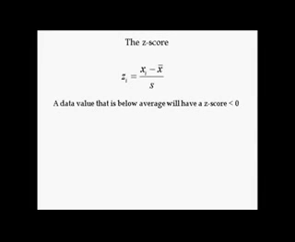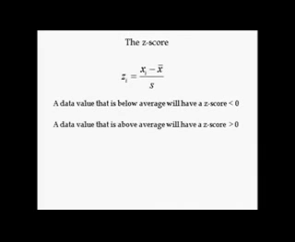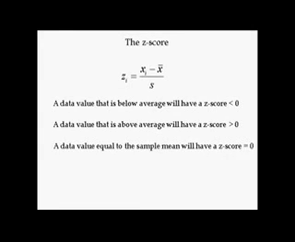A data value that is below average will have a negative z-score. If you are a below average free throw shooter, your z-score is negative. A data value that is above average will have a positive z-score. If you're an above average free throw shooter, you will have a z-score that is positive. A data value that is average will have a z-score equal to 0. If you are an average free throw shooter, your z-score is equal to 0.